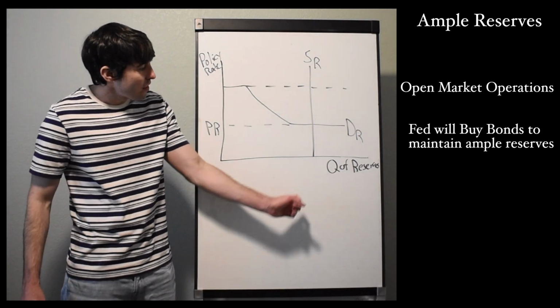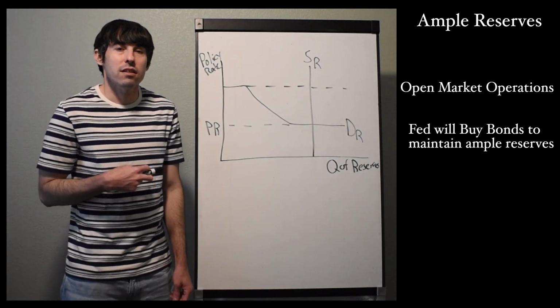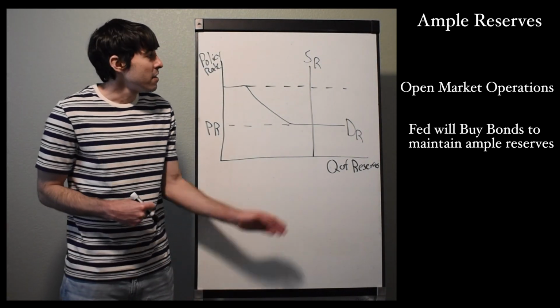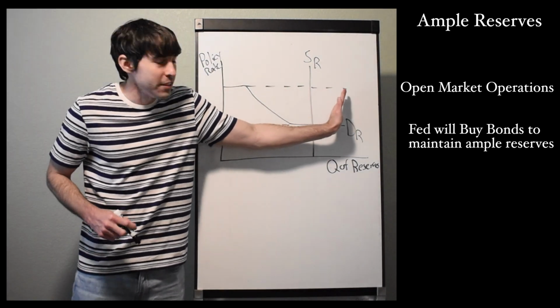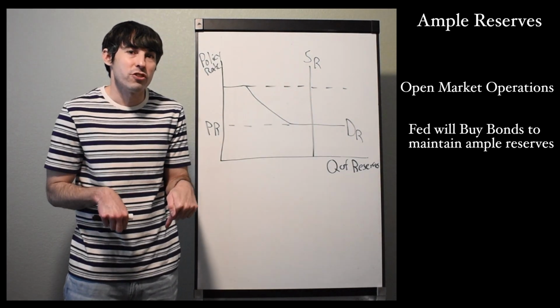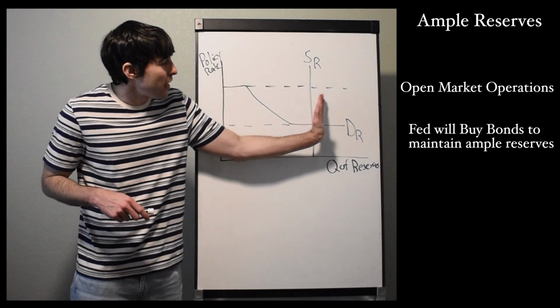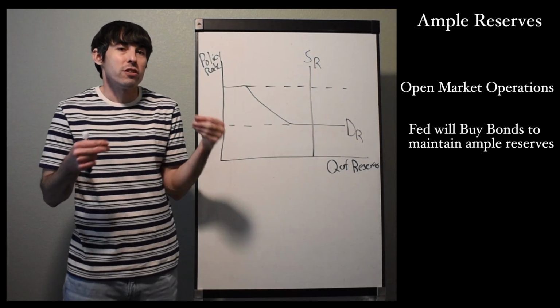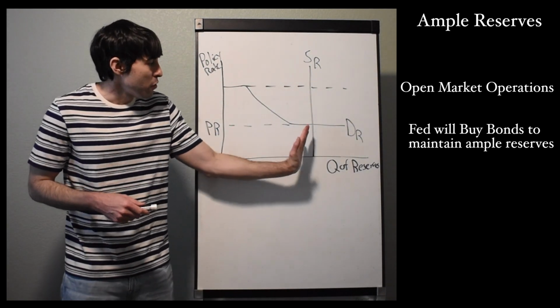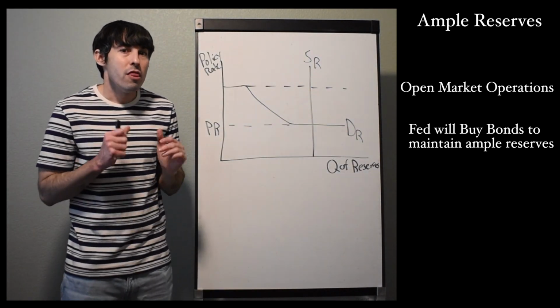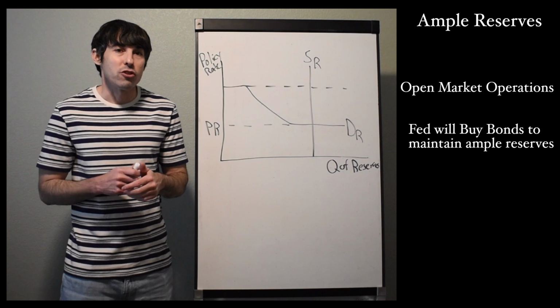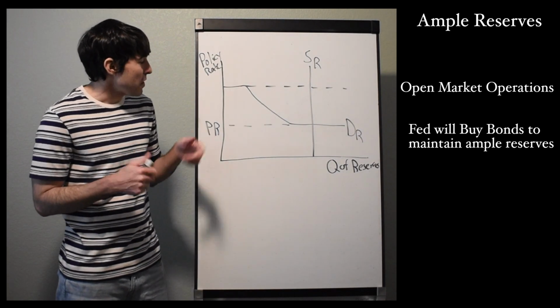First and foremost, the Fed still does conduct open market operations. The Fed will still buy bonds, but now instead of buying bonds to increase the money supply and lower the nominal interest rate, the Fed is actually just buying bonds to ensure that there are still ample reserves. So every once in a while, they'll increase the money supply to ensure that we still have ample reserves. The way they're actually going to change the nominal interest rate, though, is changing their policy rates.